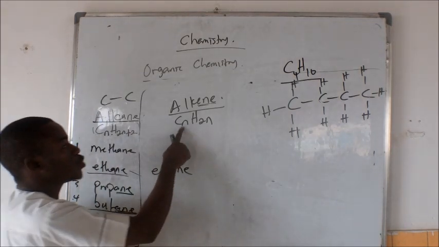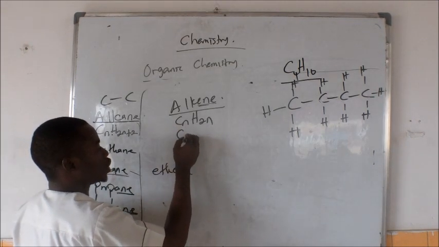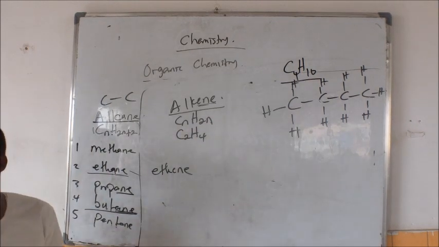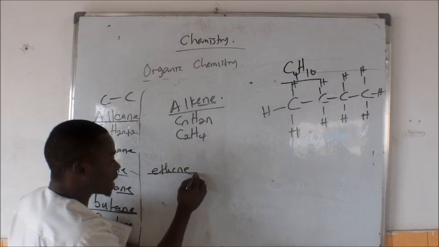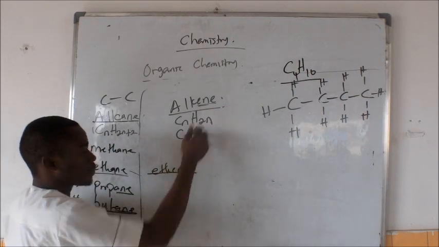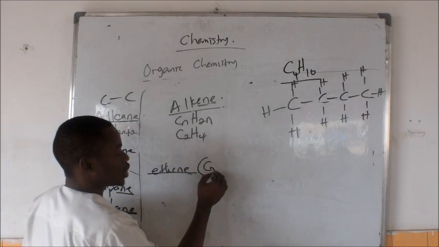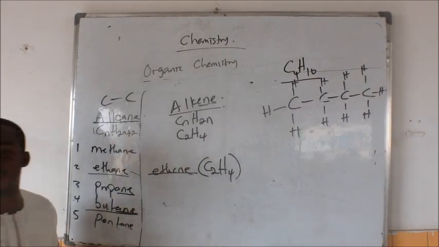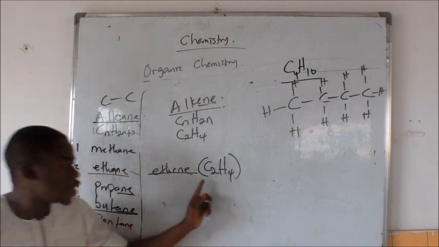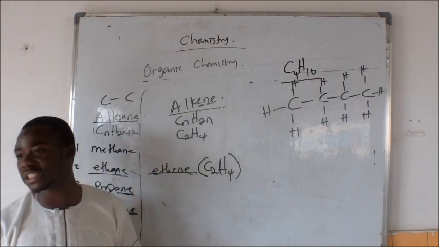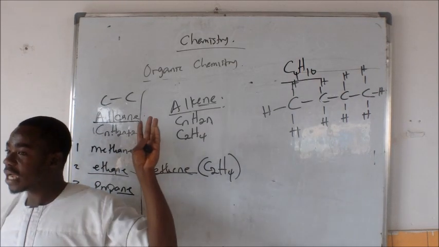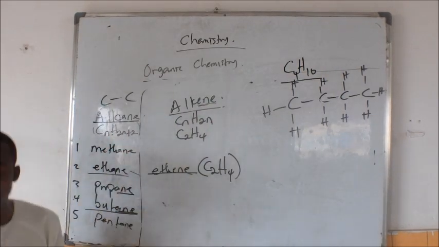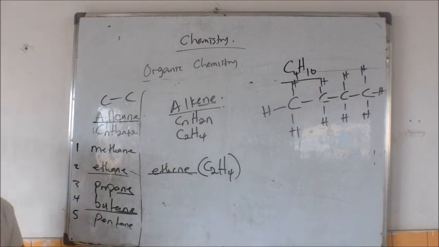CnH2n. So if you substitute n to be equal to 2, what do you have? You have C2H, 2 times 2, 4. C2H4. Meaning that for ethene, under the alkene family, the molecular formula is C2H4. Now, how do we draw the structural formula for ethene, as we have been doing under alkane?